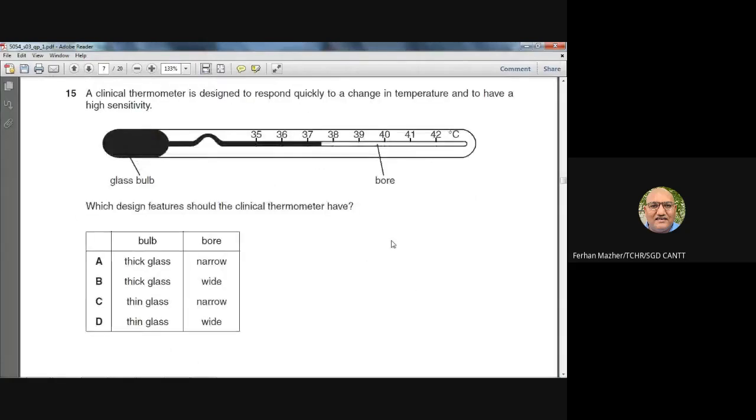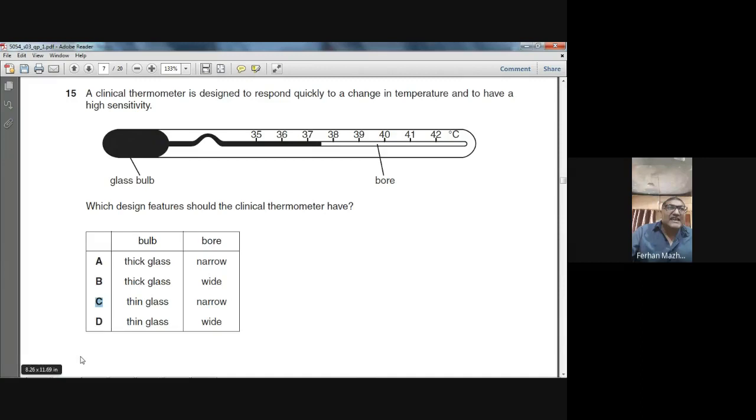A clinical thermometer is designed to respond quickly to a change in temperature and to have a high sensitivity. Which design features should the clinical thermometer have? So its bulb walls should be very thin, and the bore should be narrow to make it more sensitive. So the walls of the bulb, in which you have the mercury, should be thin, and the bore should be narrow.